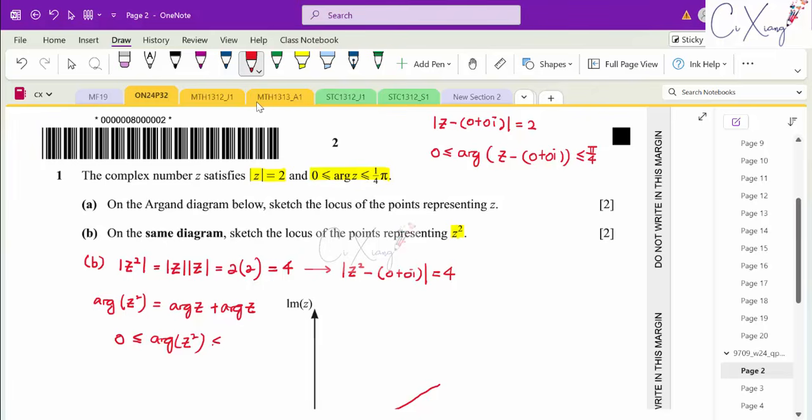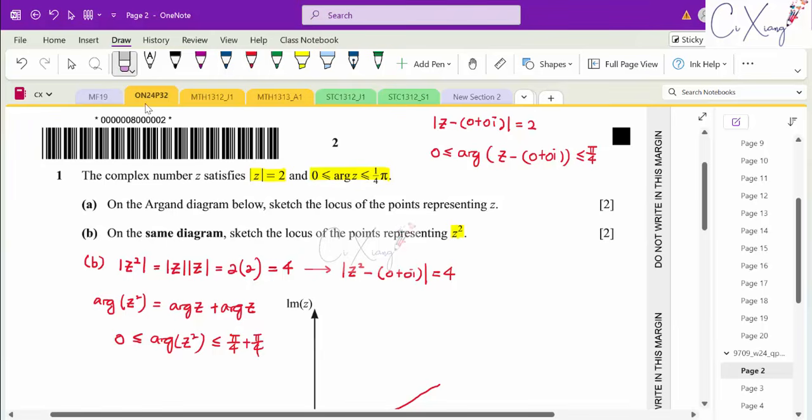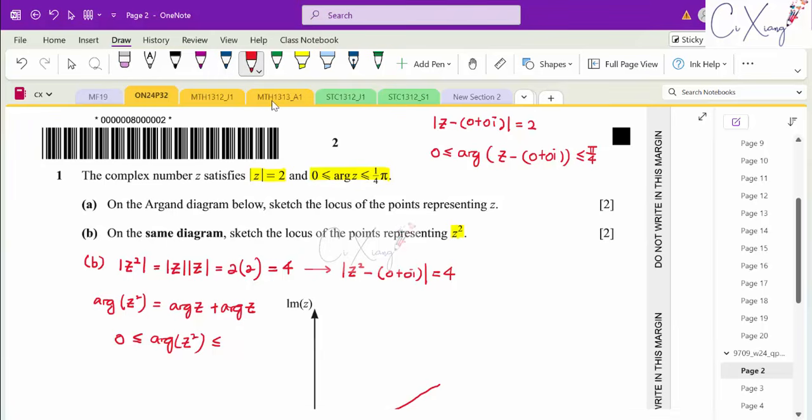Okay, then what happened to the pi over 4? Originally argument z is pi over 4, but if you're having argument z squared, that means you have to take argument z plus argument z, where you should get pi over 4 plus pi over 4. So pi over 4 and pi over 4, by right, you should get 90 degrees, which is pi over 2.